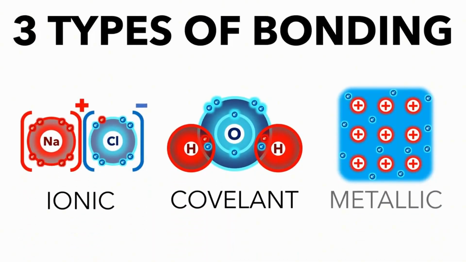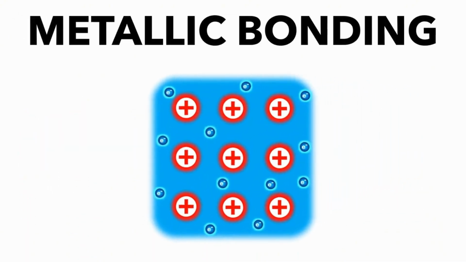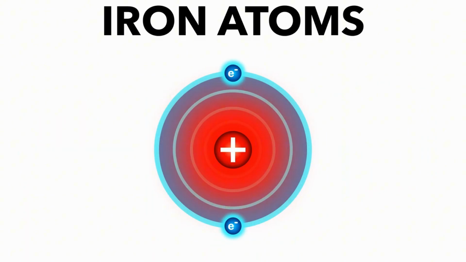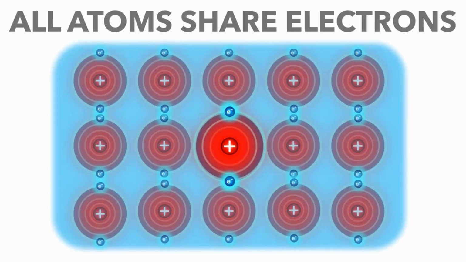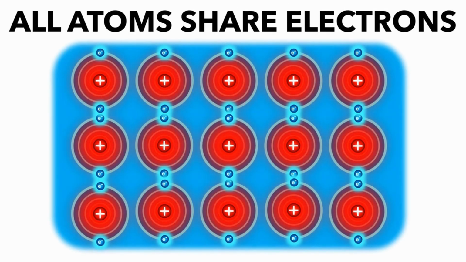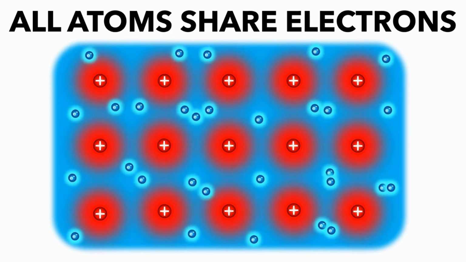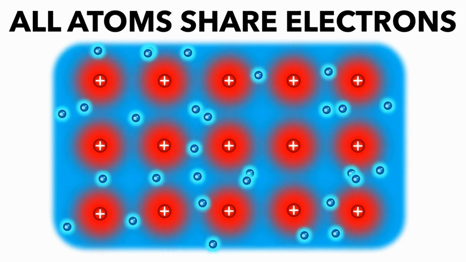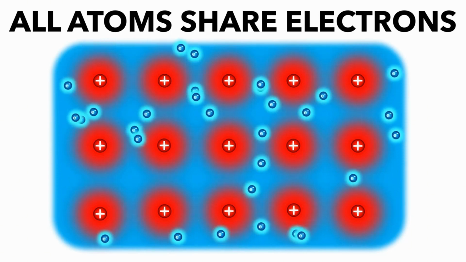And finally, we have metallic bonding between metal atoms such as iron. Iron has 2 electrons on its outer shell, but metals work as a group and share their electrons between them. The electrons form a sea of delocalized electrons which are free to roam throughout the giant lattice.